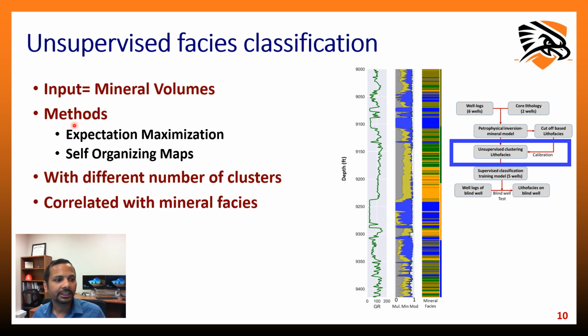So we tested two methods of this unsupervised classification. One is expectation maximization, the other one is self-organizing maps, and we try to find out the best of these two methods with the optimum number of clusters. And these clusters are then correlated with the mineral facies to find out which method and how many clusters are best suited for our purpose here.